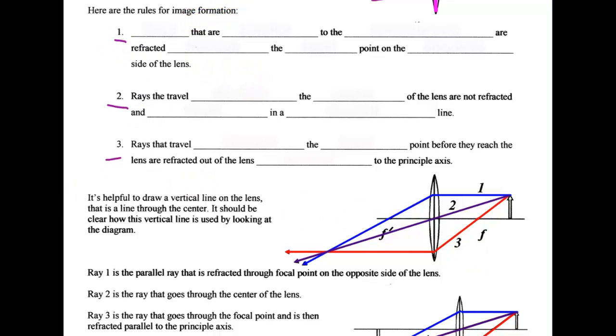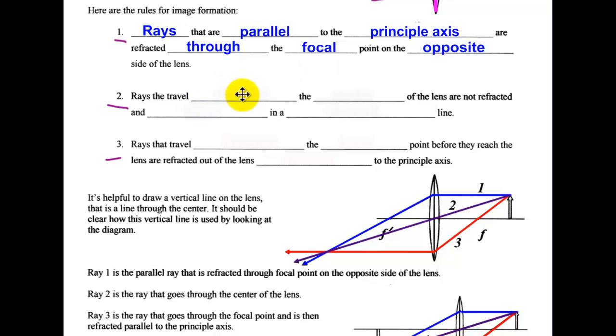So, looking at our rule 1, we have rays that are parallel to the principal axis. So our ray 1, if this is our object, rays are going to come in parallel to the primary axis, or the principal axis, and you can see that we have this line that's drawn down through it. You're going to then refract through it and draw it going through the focal point on the other side of the lens, as seen in the picture.